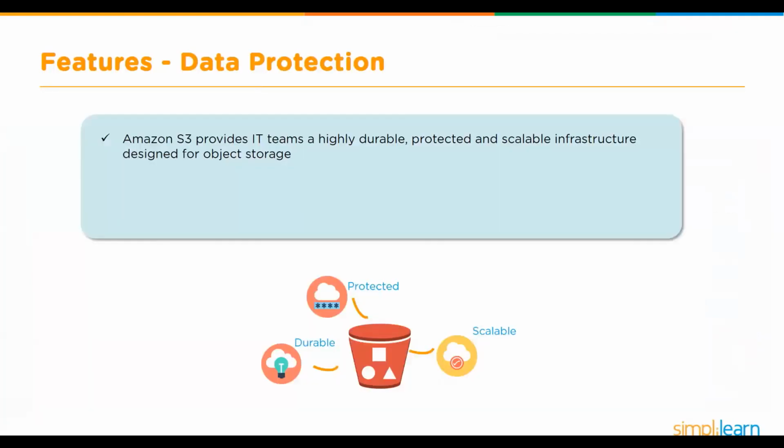The other features of S3 include data protection. We can protect our data in S3, one way of which is a bucket policy. I can also use encryption to protect my data. I can also use an IAM policy to protect my data. So Amazon S3 provides durable storage. Not only that, it also gives us a protected and scalable infrastructure needed for any of our object storage requirements.